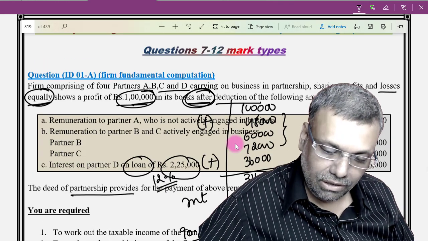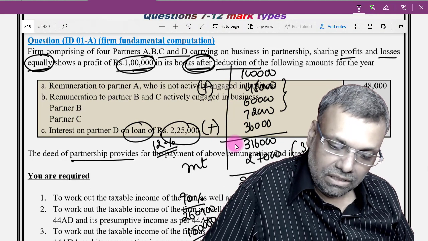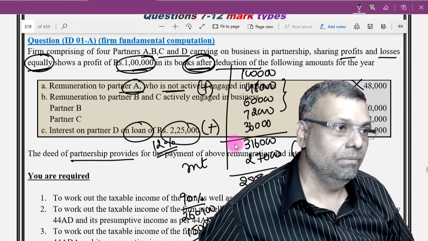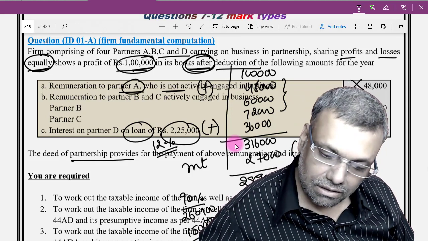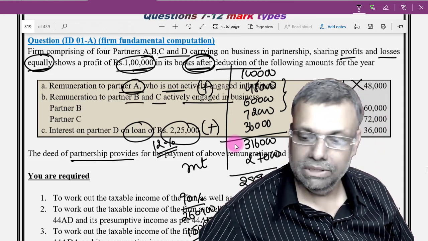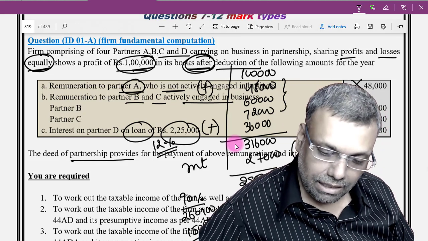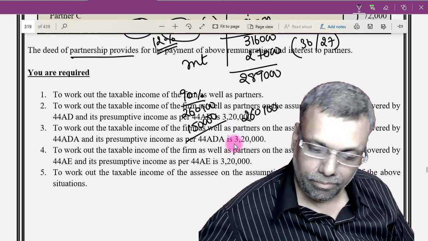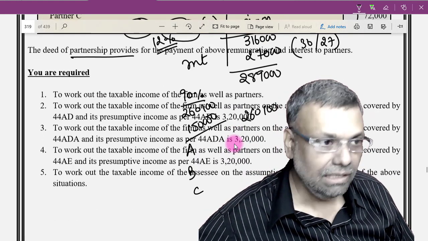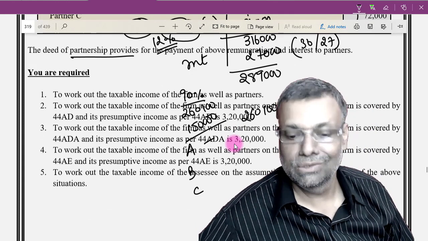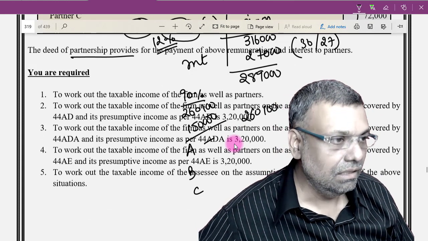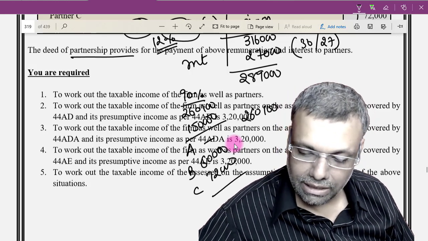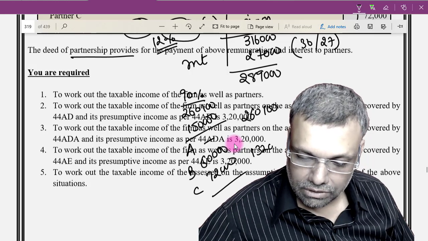Now I'll have to see the eligibility of the respective partners. Mr. A is not an active partner, so Mr. A I will not consider. Mr. B and C are actively engaged in the business, so B and C will be eligible. For Mr. D, nothing is mentioned, that means no question of any remuneration. B is 60,000, C is 72,000, D no data is given, so forget it: 1,32,000.